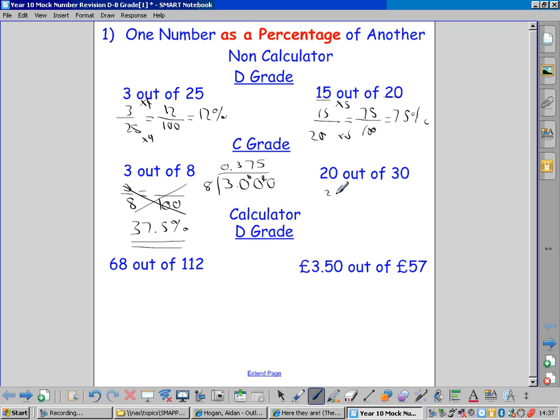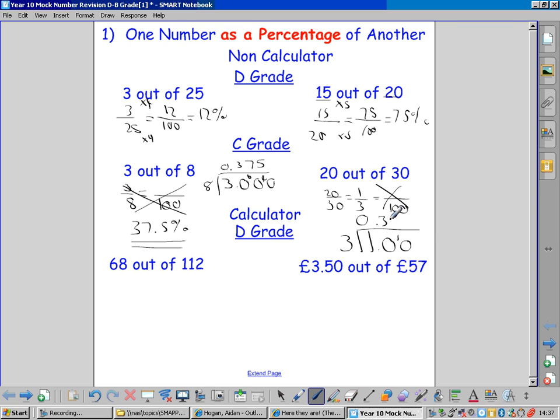20 out of 30, try it as a fraction. It can be simplified down to 1 out of 3. 3 doesn't go into 100. It goes into 99. So you can't scale up like that. You do short division. The first number inside, the second number outside. 3 into 1 doesn't go. Add a 0. 3 into 10 goes 3 times.